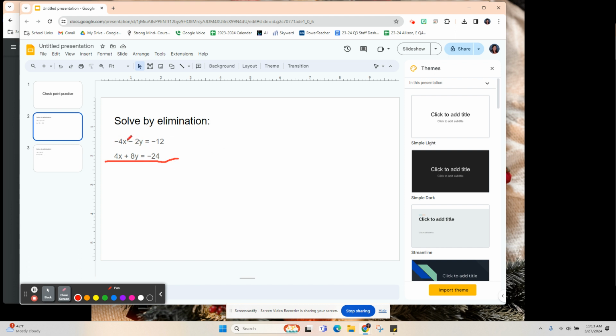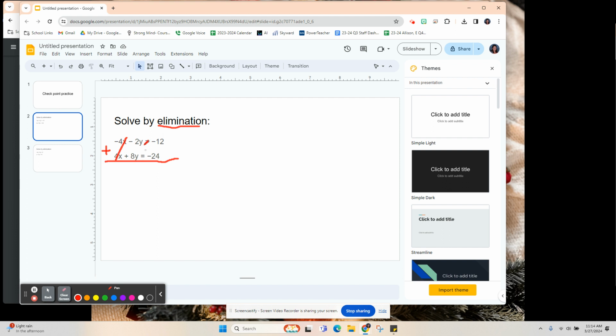So here I have negative 4x and positive 4x. So those are going to be my additive inverses. So what I'm going to do is I'm going to add these equations together. The reason that the additive inverses are important is because when I add these together, they're going to eliminate. Okay, negative 4 plus 4 is 0. So these x's are eliminated.